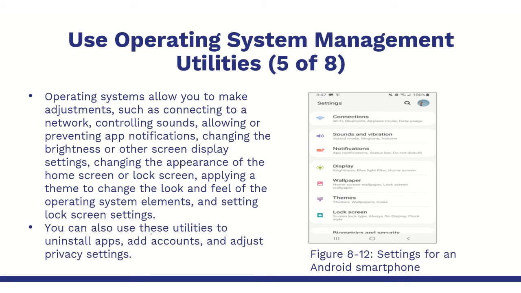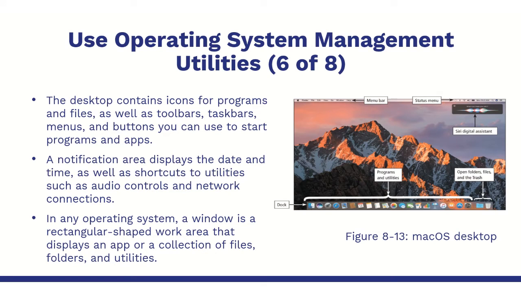You can also use these utilities to uninstall applications, add accounts, and adjust privacy settings. The desktop contains icons for programs and files. In this picture, you can see a typical desktop for macOS. So a MacBook desktop looks like this. It can have multiple things, like you can see the menu bar here.